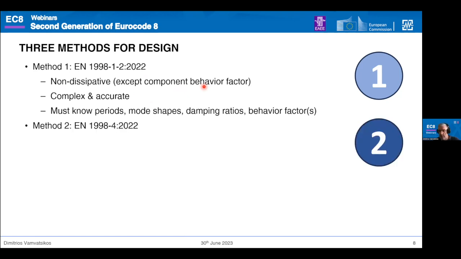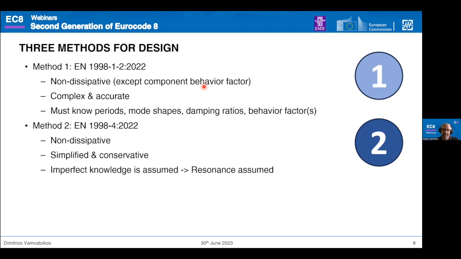There's also method number two. This is the non-dissipative method, if you will, of Eurocode 8 part 4. And that's a non-dissipative method again. It's simplified and quite conservative, as you will notice in a bit, but it assumes imperfect knowledge. And it does that by saying, yep, resonance is going to happen. Everything is more conservative. Worst case scenario, catastrophe, etc., etc.